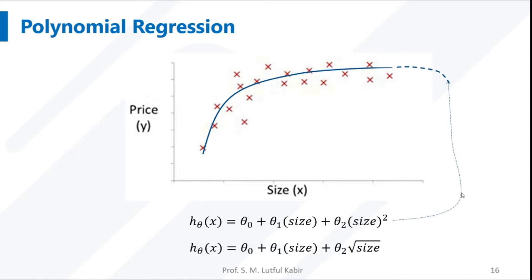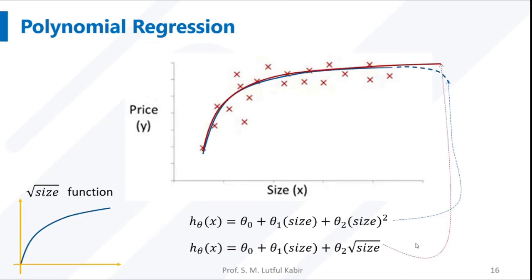So let us try another hypothesis, which is theta 0 plus theta 1 multiplied by size plus theta 2 multiplied by square root of size. And a square root function is like this one. It always increases. That's why if I use theta 2 multiplied by square root of size, the fitting will be like this one. So this is a better fit. That's why this polynomial equation may not be a normal polynomial. It can be a different kind of polynomial.